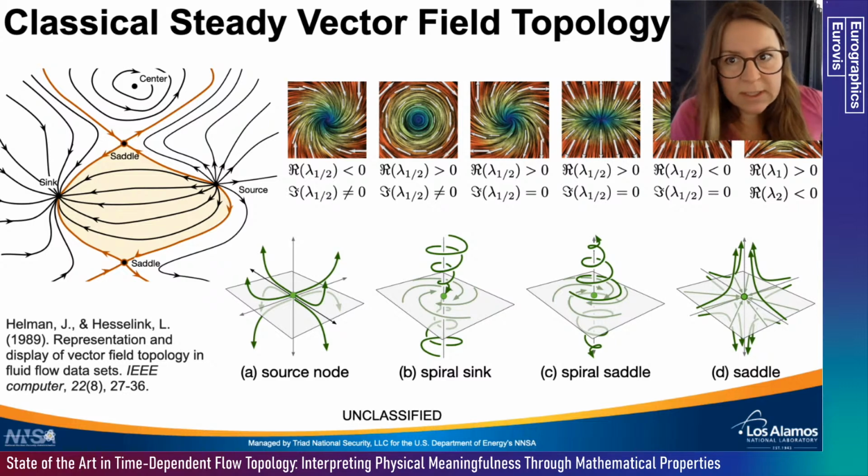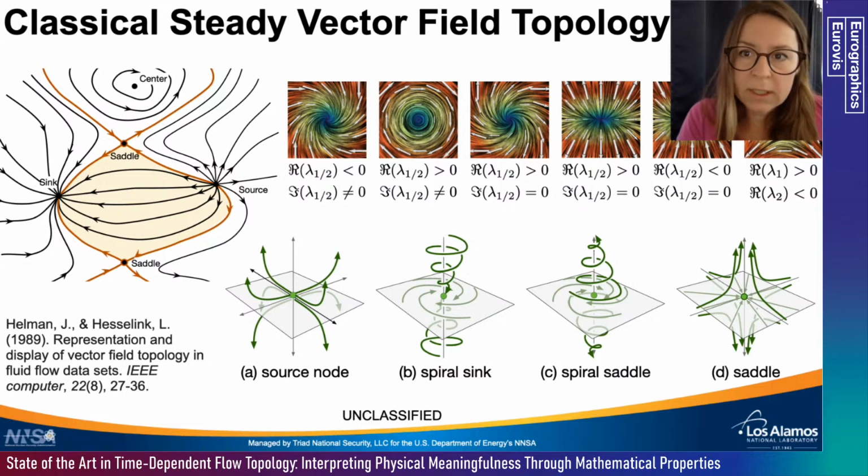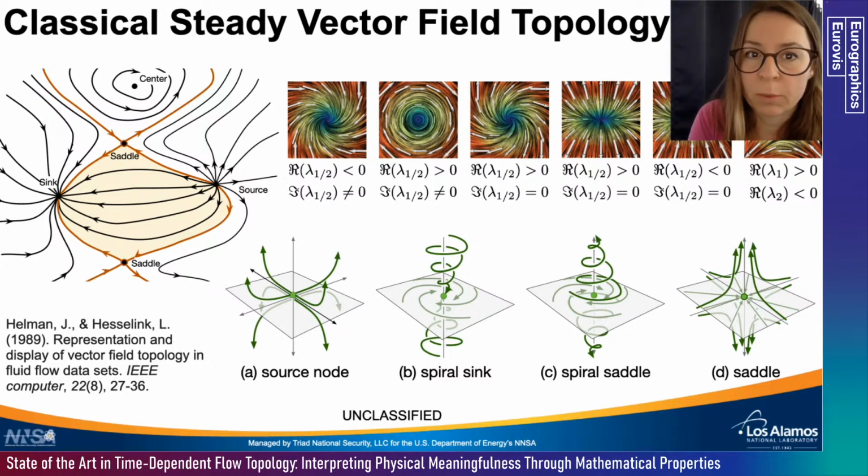The so-called topological skeleton consists of critical points and separatrices, where the critical points are the locations that have vanishing velocities, and the separatrices are the codimension 1 invariant manifolds. Let me explain this in a little bit more detail in a second. First of all, the critical points can be classified into sources, sinks, saddles, and centers, pretty much based on the eigenvalues of the Jacobian matrix, which is the flow gradient around the critical point.